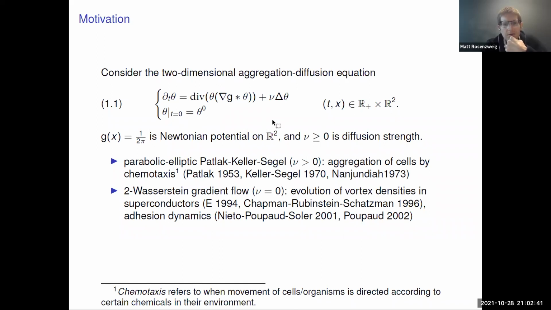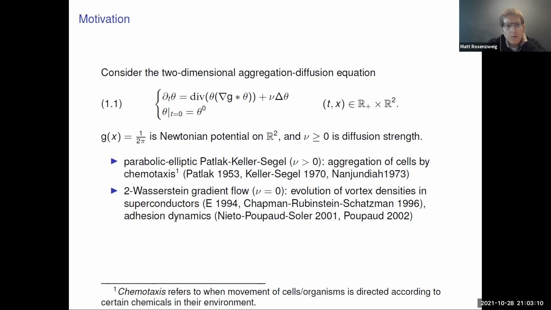So if nu is positive, this is just the parabolic-elliptic Patlak-Keller-Segel equation, which models the aggregation of cells by chemotaxis. But if nu is equal to 0, we don't have any diffusion here. This is just a gradient flow with respect to a Wasserstein metric. And this models the evolution of vortex densities in superconductors, as well as has some applications to adhesion dynamics.